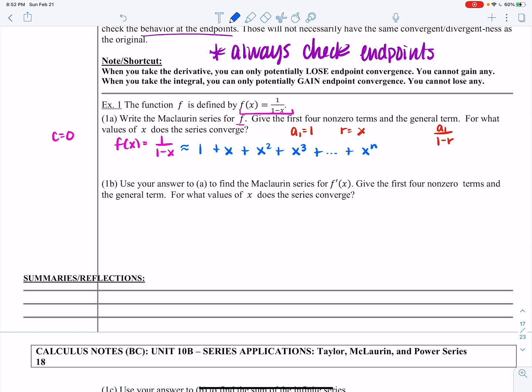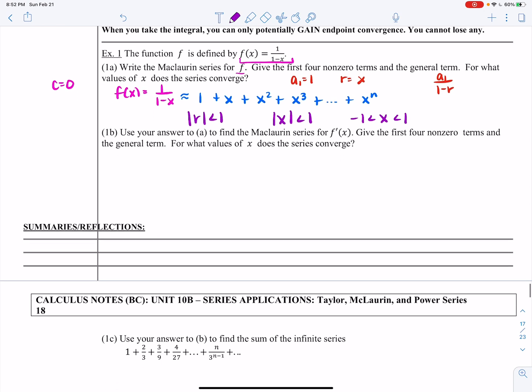all the way up to x to the n. And because I need this to converge, remember that it's going to converge when your common ratio is less than 1 in absolute value. So we need the absolute value of x to be less than 1. So it's going to converge from -1 to 1. Because this is geometric, I do not have to check the endpoints.